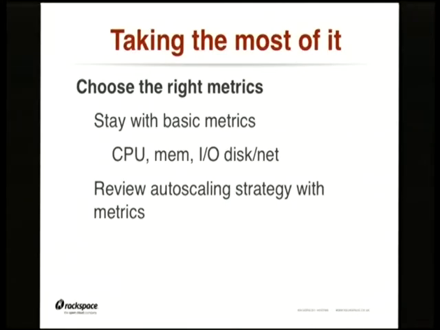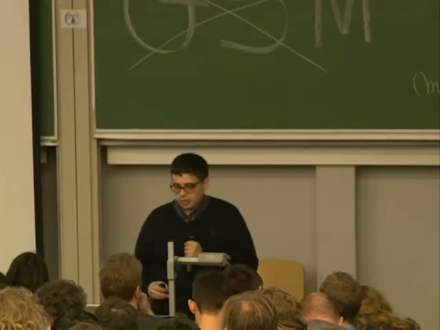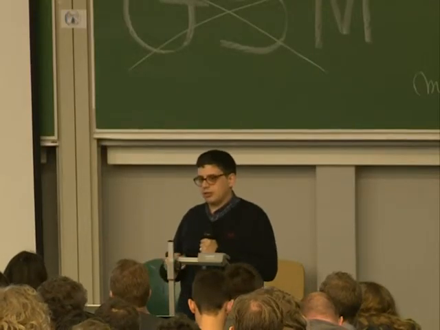So my other recommendation is stay with the basics. Autoscaling can get very complex very fast. If you start throwing all kinds of business metrics, all kinds of data, your model will deviate and will do crazy things for you. They might be right, but most of the time they are wrong. So stick to the basics, stick to CPU, memory, and both disk and network IO, because those are the ones that will help you to scale the best.